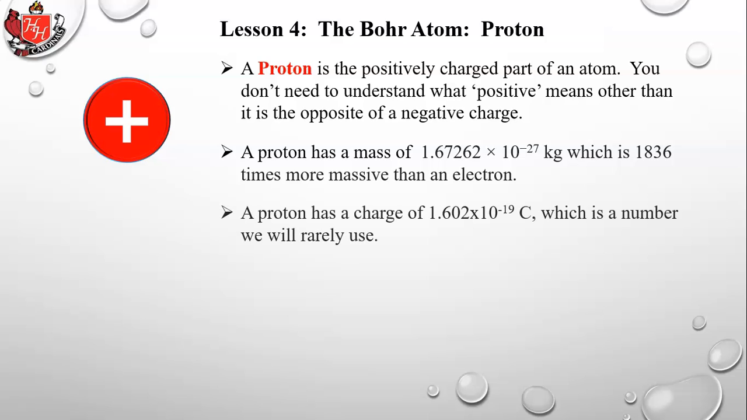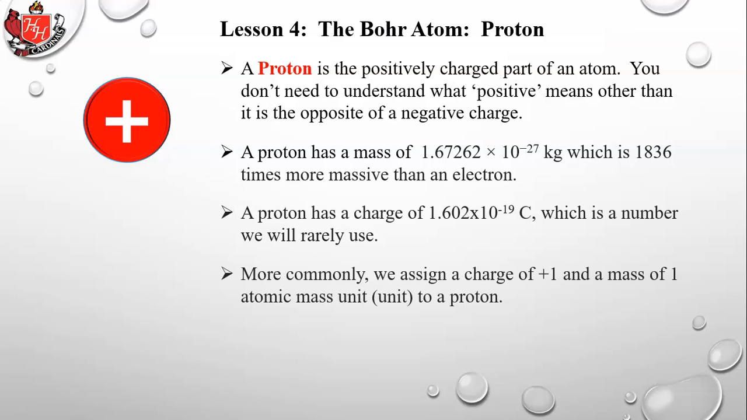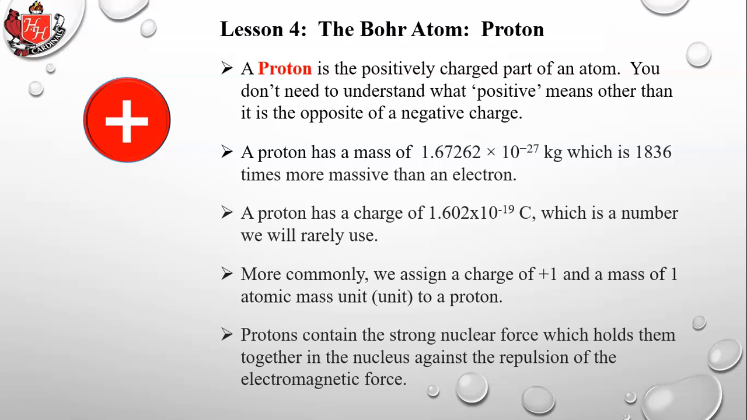A proton has a charge you see there, you don't need to know that number, which is a number we will rarely use. More commonly, we assign a charge of +1 and a mass of 1 atomic mass unit to a proton. So an atomic mass unit is simply defined as the mass or the weight of a proton. And the charge we simply call a +1. It's a positive charge. One proton has a charge of +1. It's just by definition, that's how they decided it would be. Protons contain the strong nuclear force which holds them together in the nucleus against the repulsion of the electromagnetic force.